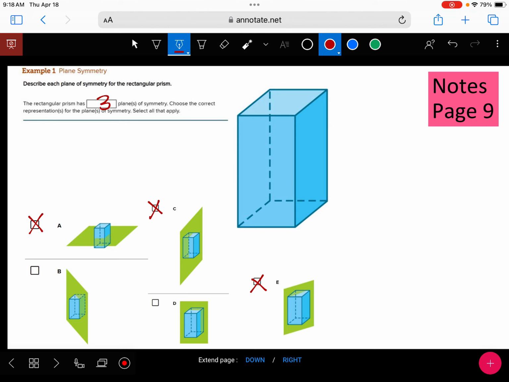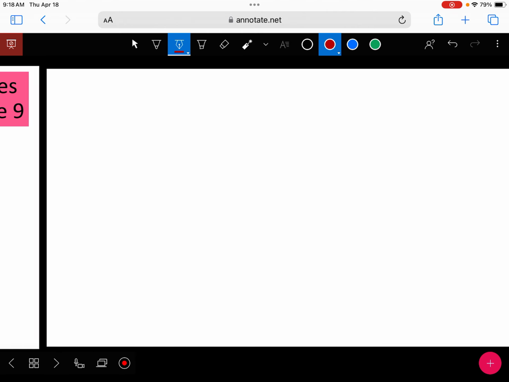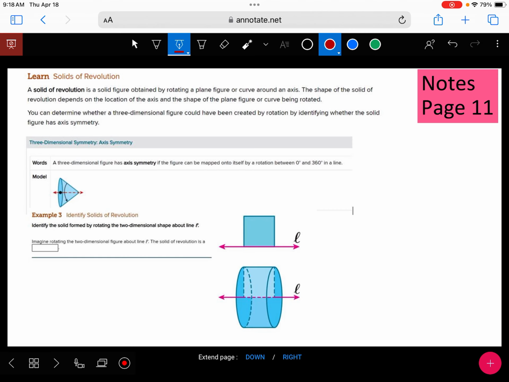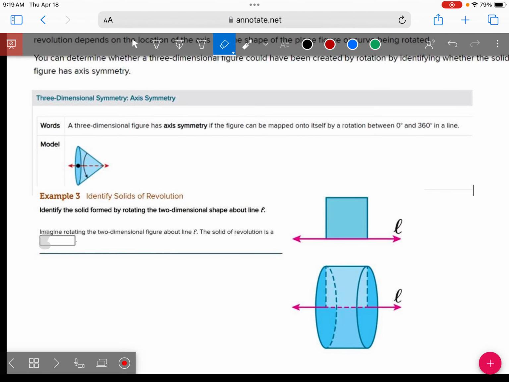Okay, let's skip to page 11. For this one, if you have this shape here and you imagine rotating it, if you rotate a rectangle around a line, it actually changes to a cylinder. That's what it's going to look like. It's going to look like a cylinder.